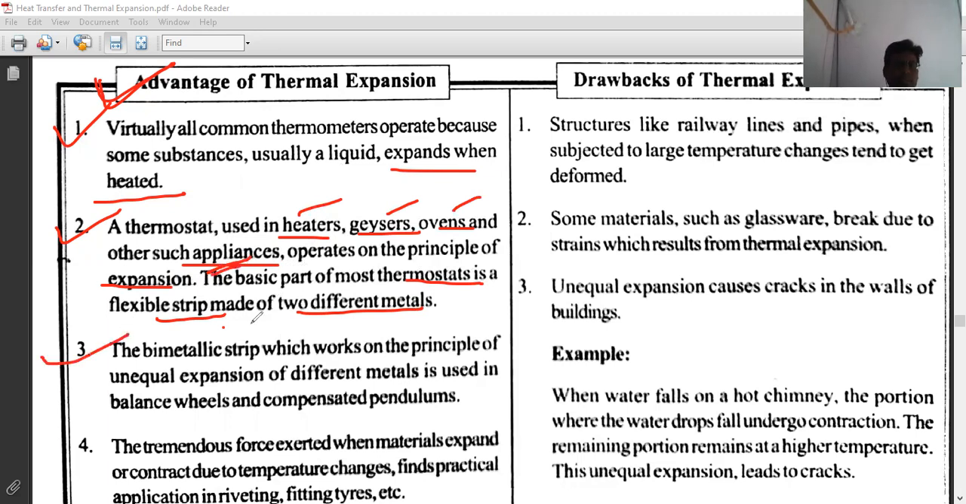The next point is a bimetallic strip, which works on the principle of unequal expansion of different metals, used in the balance wheel and compensated pendulum. So the bimetallic strip also uses the unequal expansion of different metals, right? Like the balance wheel and compensated pendulum. So these are the three main advantages of thermal expansion. So read these, then I will explain the next point.